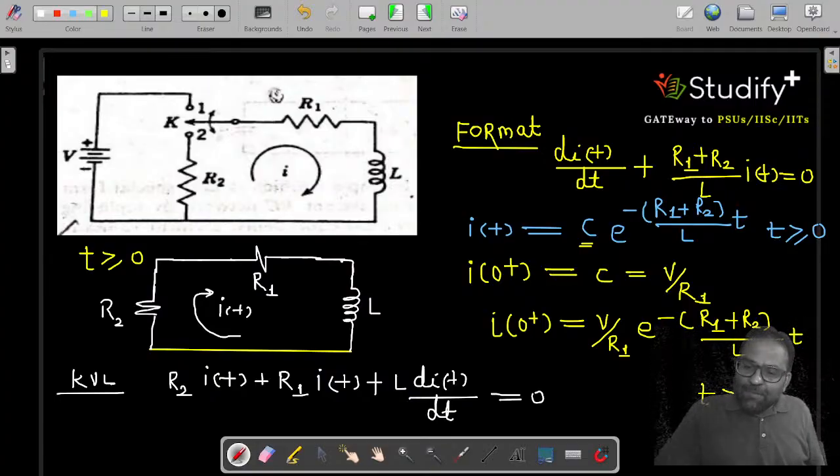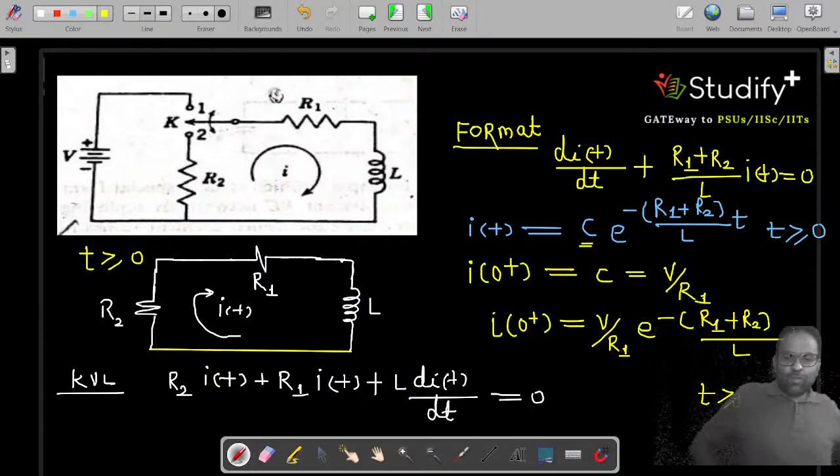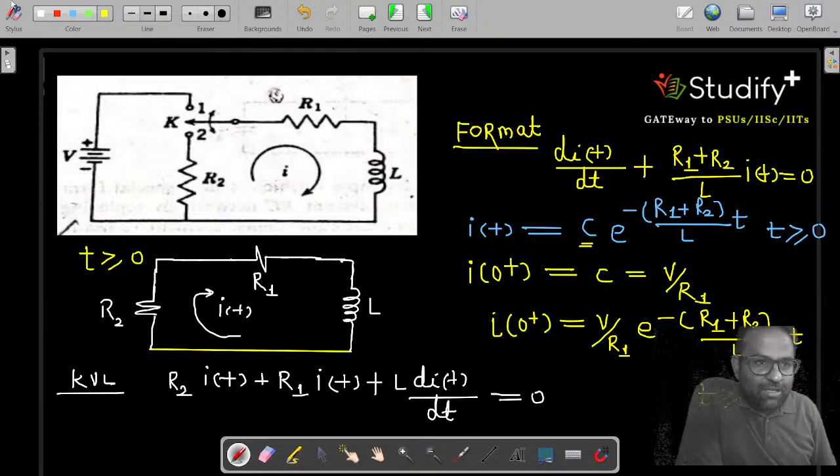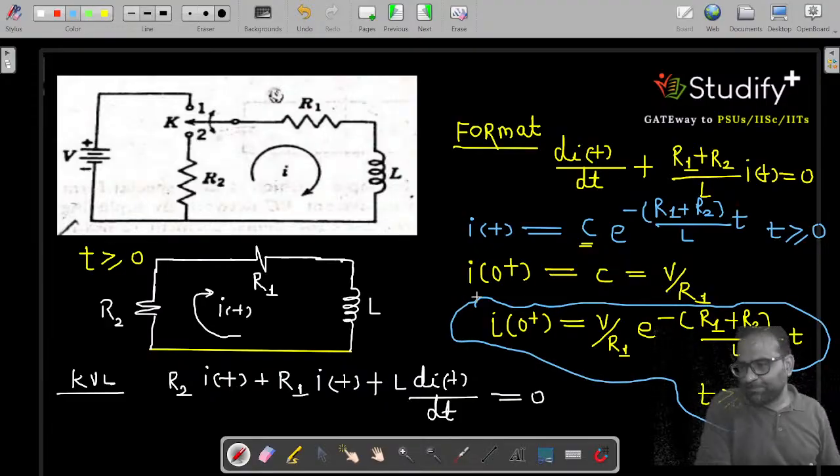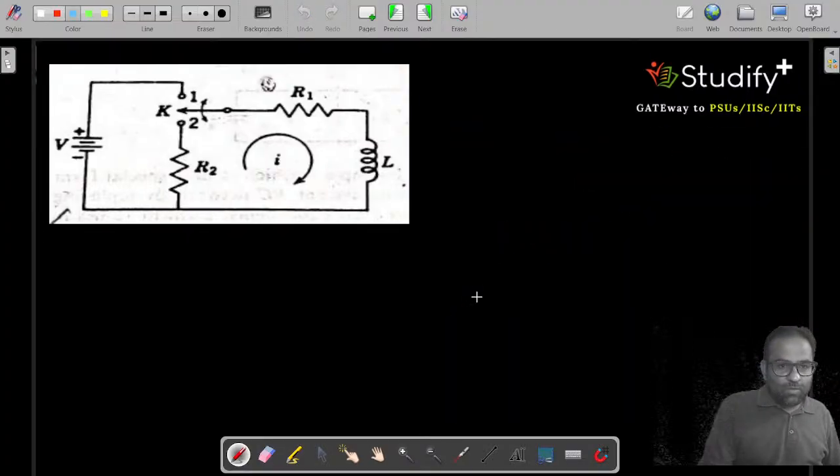So the examiner is interested in this kind of solution. The examiner is not interested in the solution for t less than 0. They are only interested in the solution which is available for t greater than or equal to 0. So this is our solution for the given transient equation. Correct? Let's go to the next page.